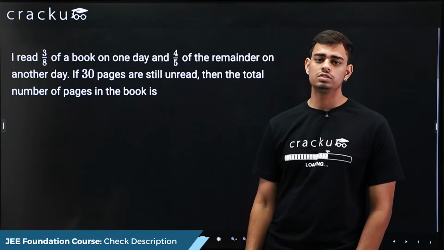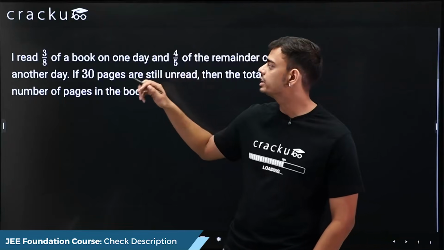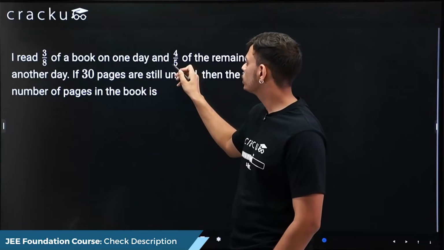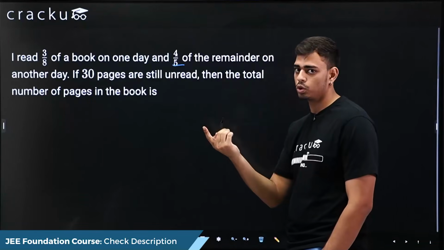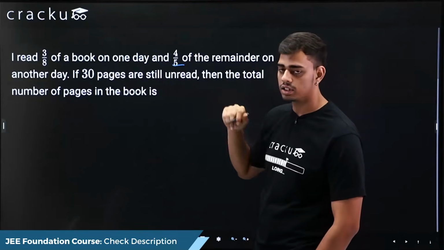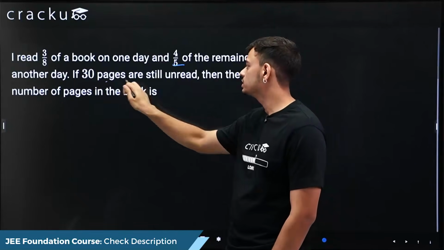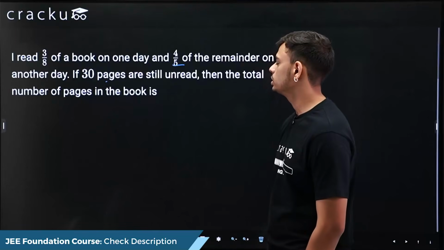In this question, we are given that some guy read 3 by 8 of a book on one day, and then he read 4 by 5 of the remainder on another day. Even after reading these 2 times, he is left with 30 pages. Then the total number of pages in the book is?